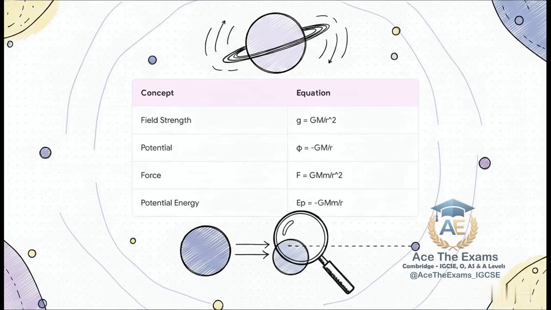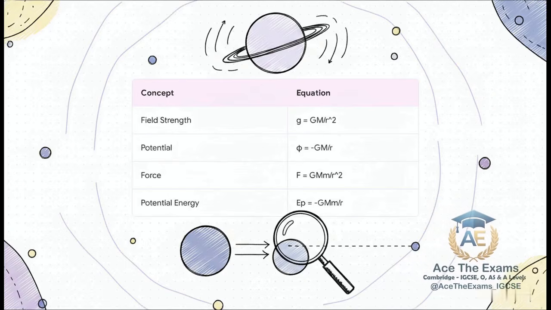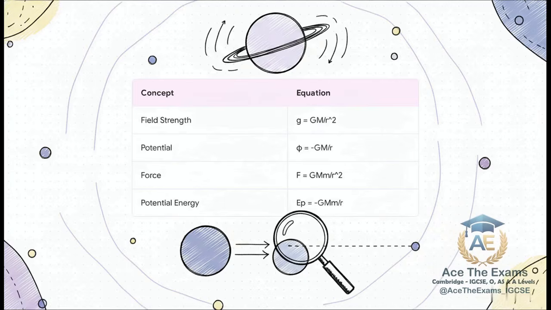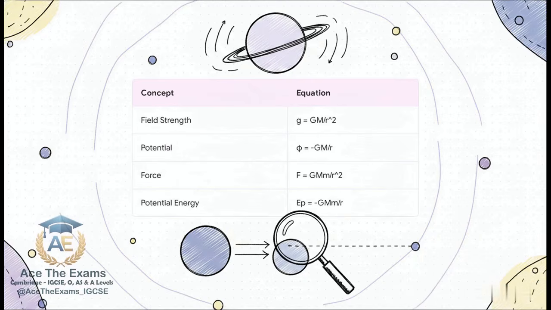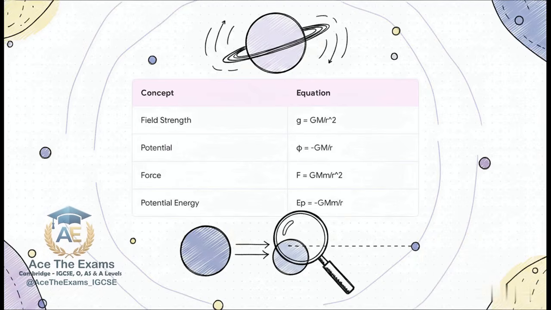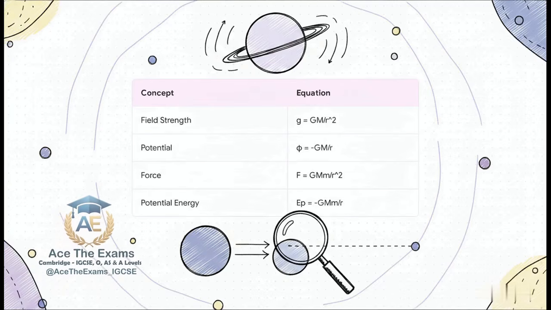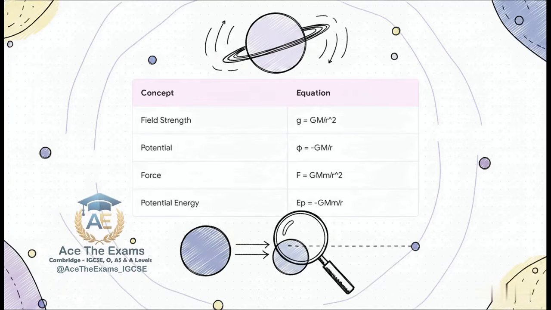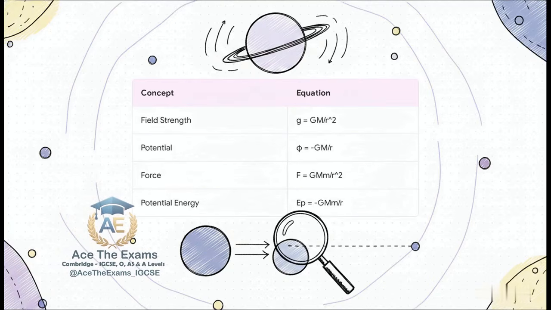Now look at these 4 essential equations. Notice the patterns. The top 2, field strength and potential, only have one mass, big M. They describe the invisible field itself. The bottom 2, force and potential energy, have both masses, big M and little m. They describe the physical interaction between two actual objects. Also check the denominators. Force and field strength are over r squared. Energy and potential are just over r. Memorize this grid, apply the 3 rules, and you are golden.